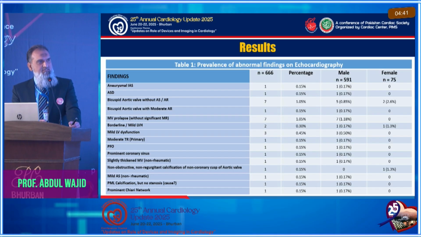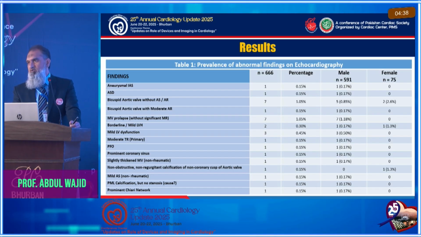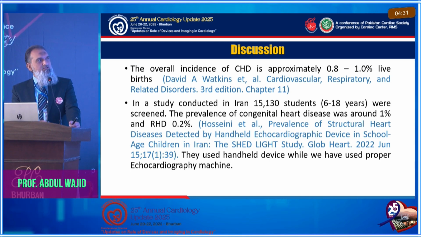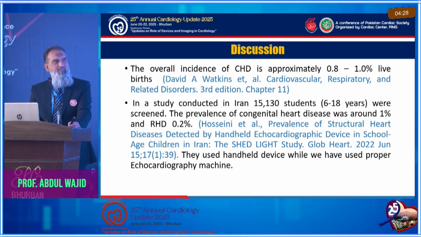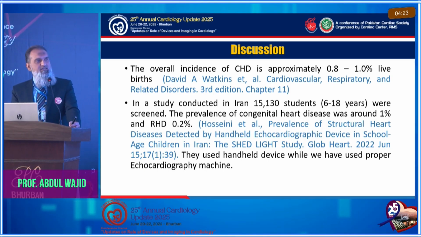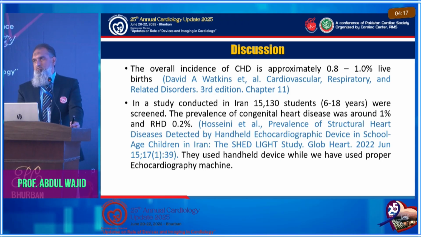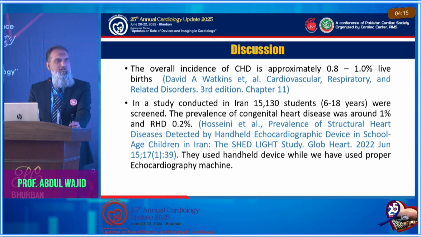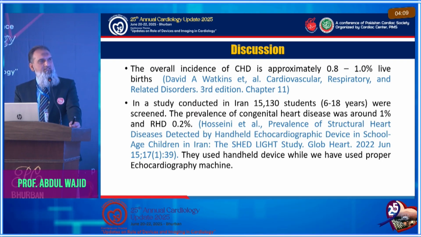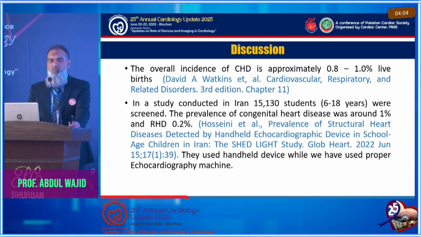So the overall prevalence we found was 4.3%. Out of 666, 13 children had some kind of abnormality. The overall incidence of congenital heart disease is approximately 0.8 to 1% of live births. In a study conducted in Iran, 15,130 students of the same school-going age group were screened using a handheld echo like Butterfly, and they found the prevalence of congenital heart disease was around 1% and rheumatic heart disease about 0.2%.